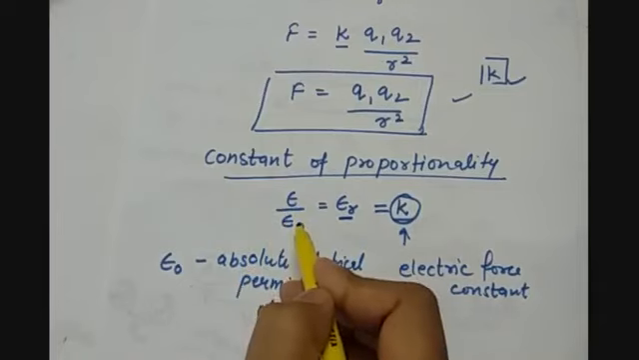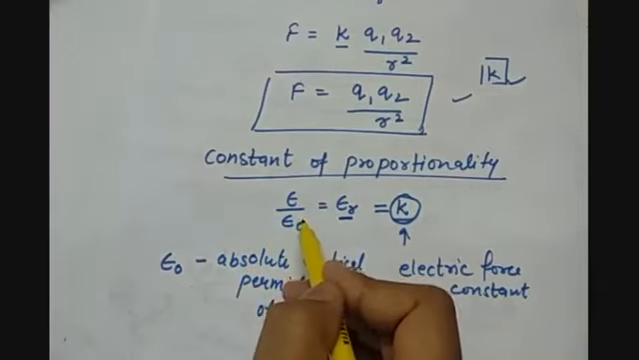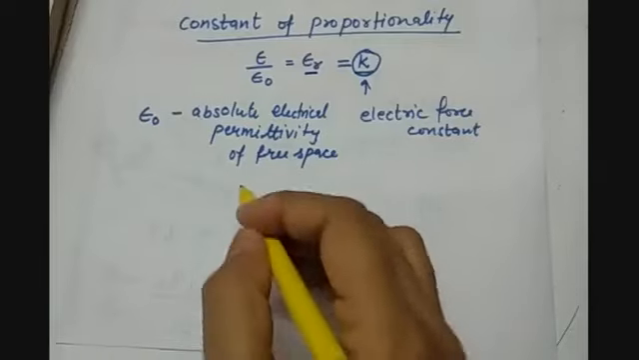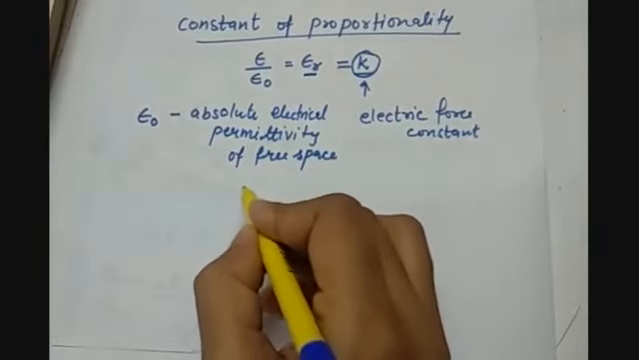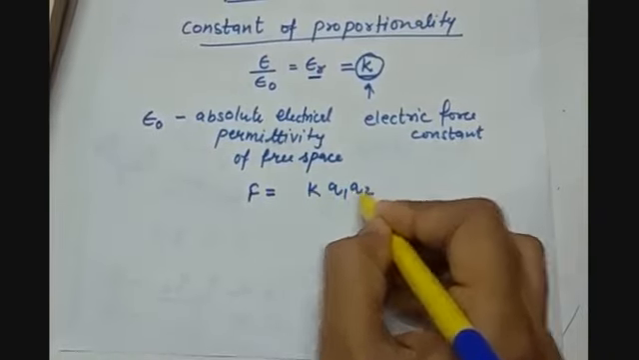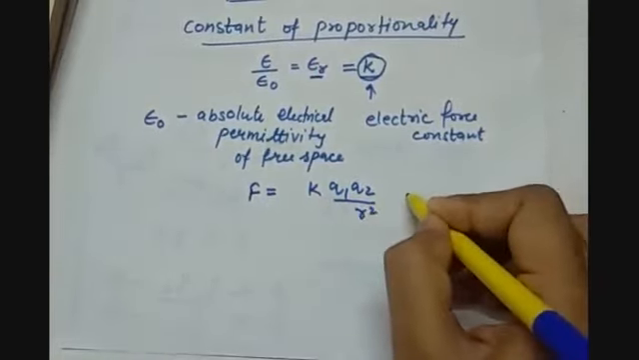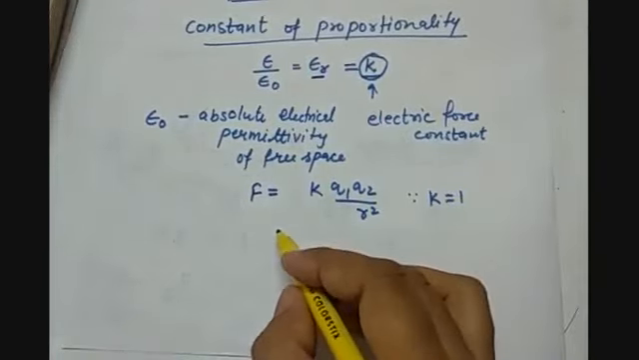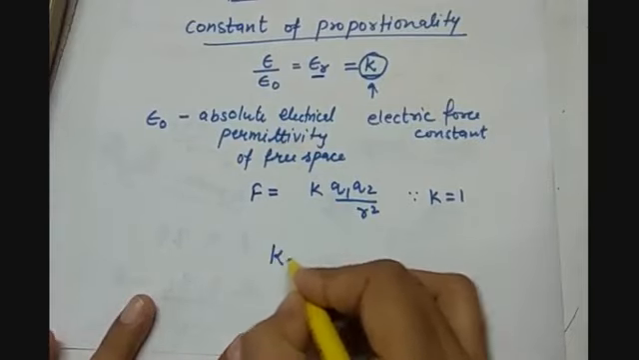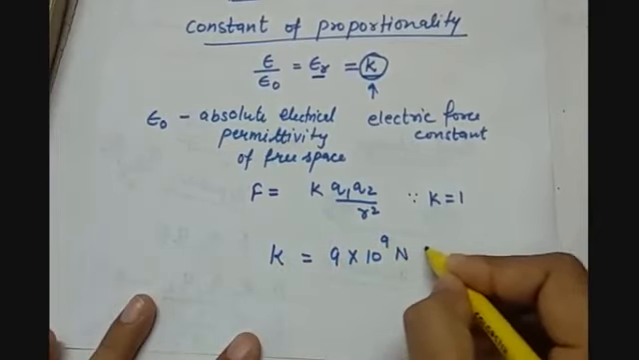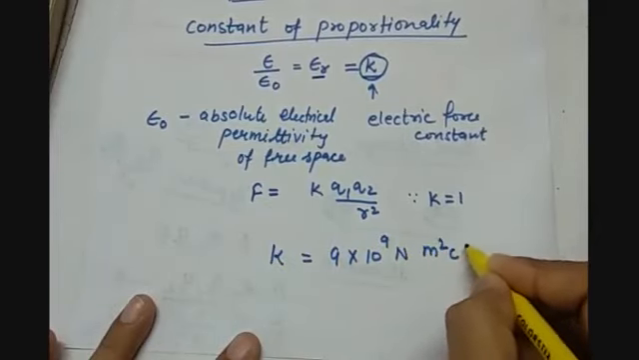The ratio of the electrical permittivity of the medium to the electrical permittivity of free space is called the relative permittivity. So when the charges are placed in the vacuum, then the force is K Q1 Q2 upon R square, whereas the value of K will be 1. And experimentally it was found that the value of K is equal to 9 into 10 raised to power 9 Newton meter square per Coulomb square.